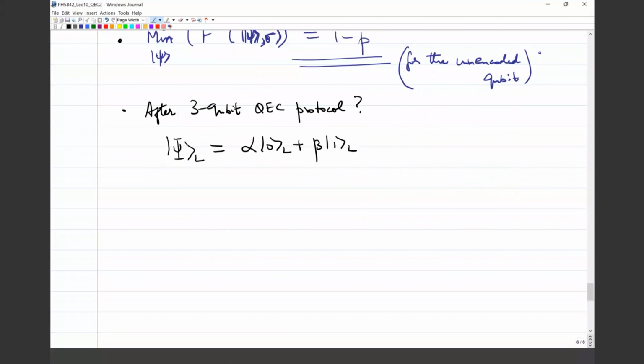And this logical state has gotten transformed to some mixed state, which looks like what? So now you have all the possible errors that have happened, right? So what is the final state? It's going to be, so generally, a sum like this, right?